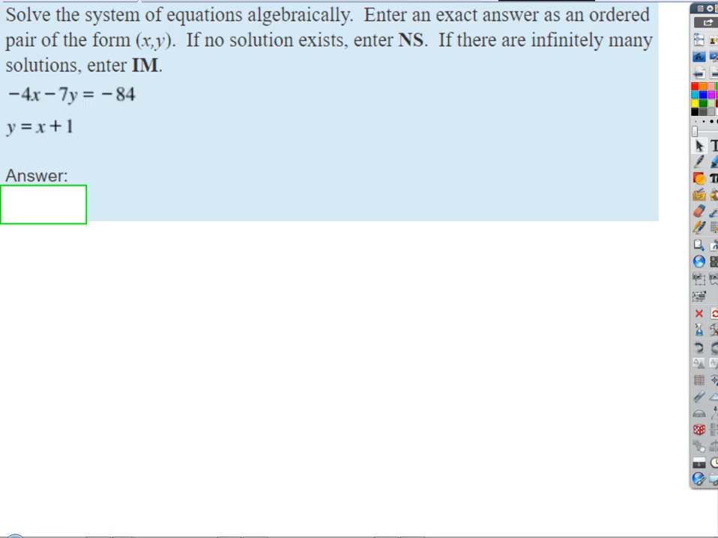So, a couple things here. All right, so this is really just about solving systems. Both of these last two sections go together. We're going to start off with linear systems.